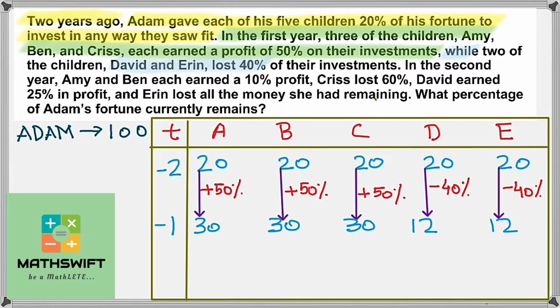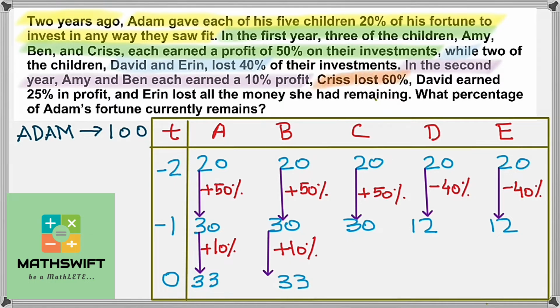Back to the question. In the second year, A and B each earned a 10% profit. And C lost 60%. Happens. Now since he lost 60%, he is left with 40% of what he had and 40% of 30 is 12. It's easy to find 10% of 30, that is 3, and 40% is 4 times 3, that is 12. This is what I was trying to explain.